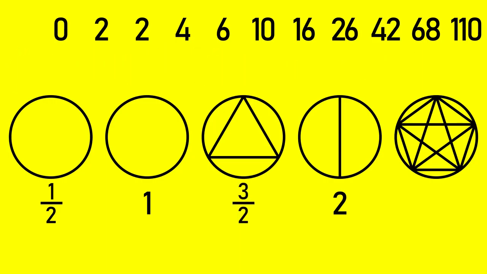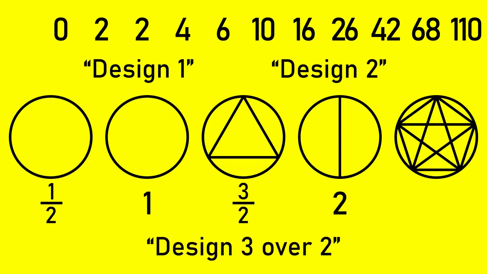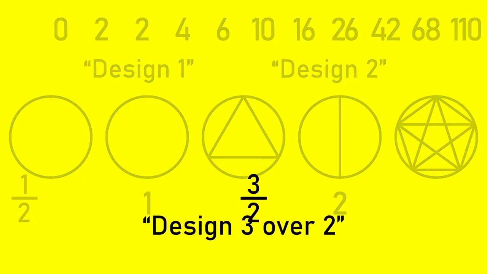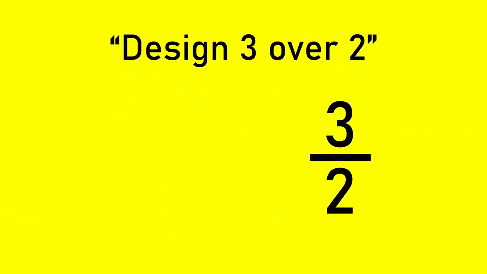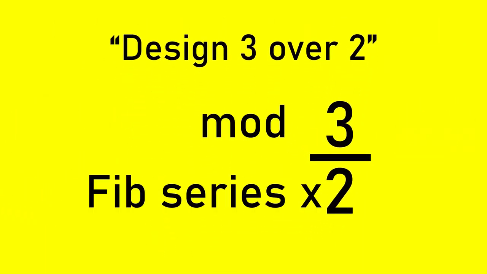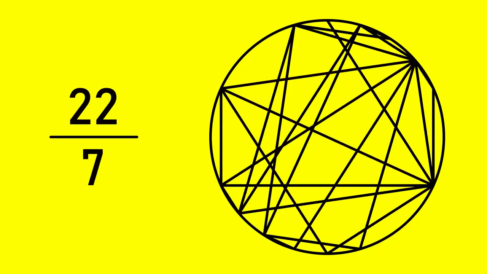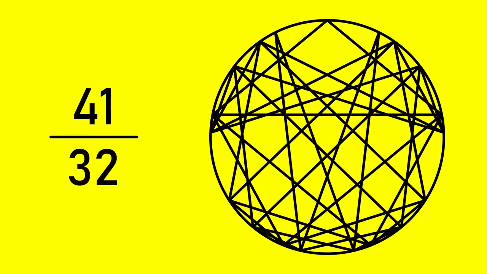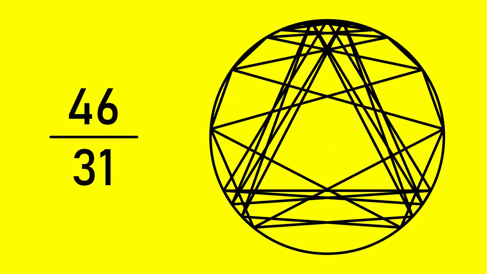Instead, I think it's better to label these designs more like design 1, design 2, design 3 over 2, etc., to remove a bit of faulty connotation. In this designation, the top number is the modulus used, and the bottom number is the multiplier of the original Fibonacci series. And with an infinite amount of integers available, we can basically make as many designs as there are rational numbers. That is the bulk of work that I've done with these type of designs.